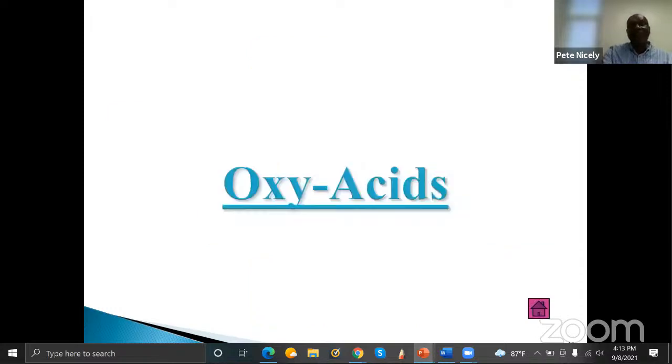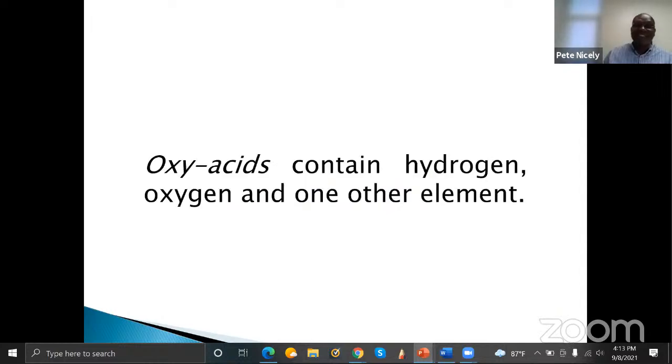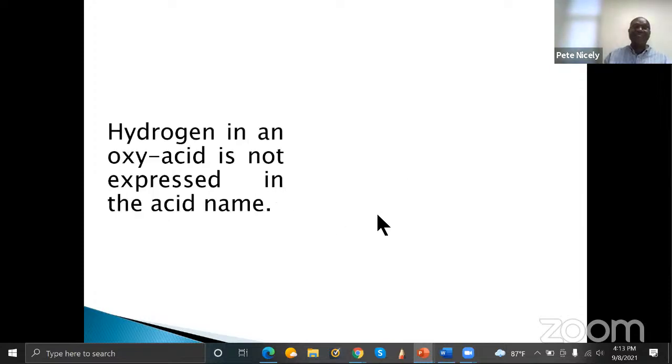Okay, so we talked about binary acids. Now we're going to talk about another category of acids known as oxyacids. And as the name suggests, oxyacids contain oxygen. So the actual definition of an oxyacid is shown here. Oxyacids contain hydrogen, which all acids have, and oxygen, and one other element, all right? So that's basically what you'd find in any oxyacid, right?